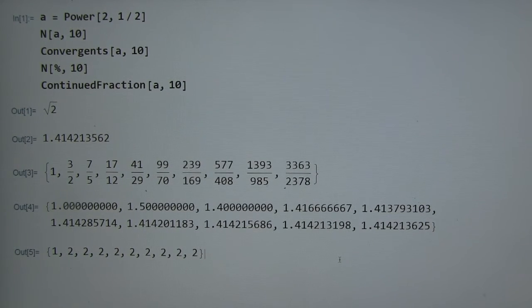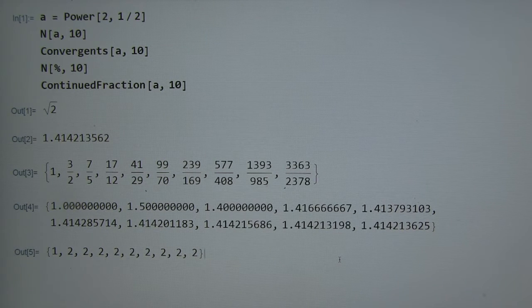So yesterday we looked at continued fractions, and in particular we looked at the continued fraction for square root of 2. And now today we're going to look at continued fractions a bit more, but on Mathematica. And Mathematica actually does a really great job with continued fractions. It can calculate the continued fraction and the convergents, which are the fraction approximations.